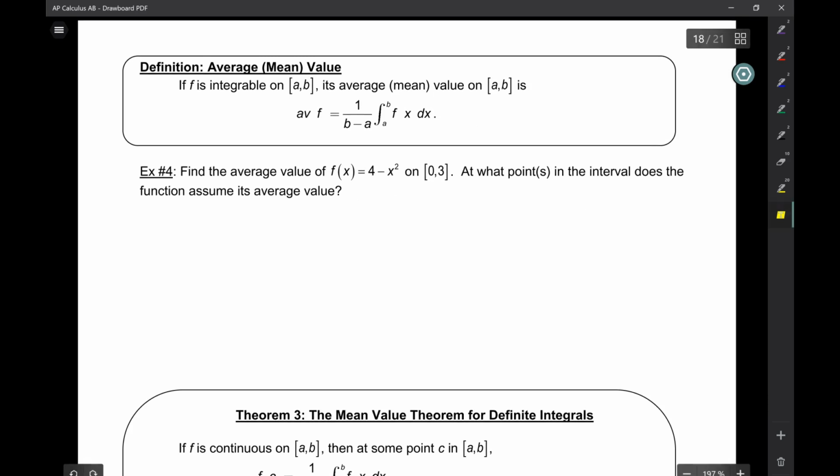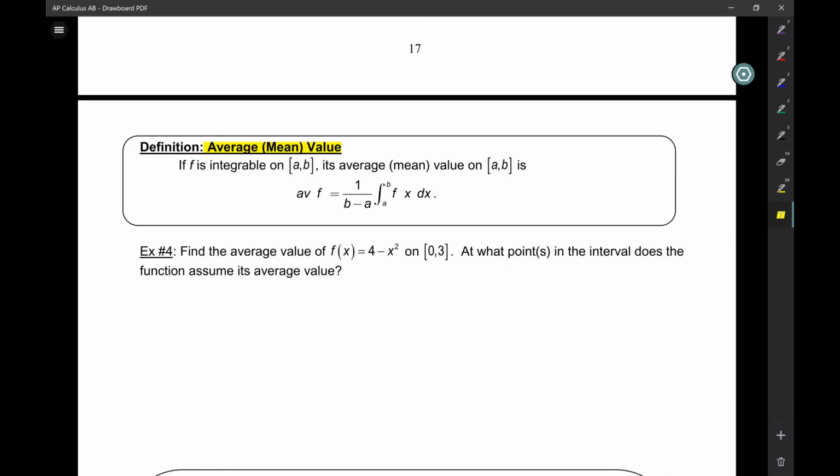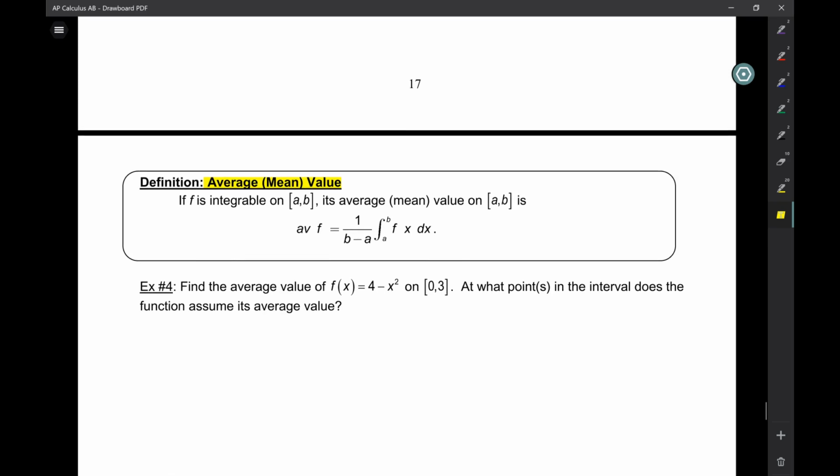So the average value of a function on a given interval. In math, you remember, mean is the same as average. So if you have 5 test grades and you want to find the average, that's the same as the mean mathematically. All right, so what does it mean to find average value?